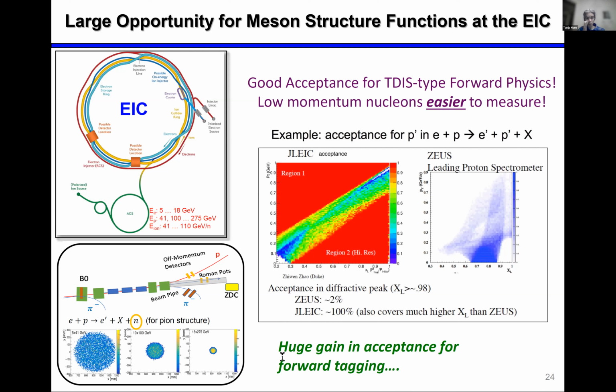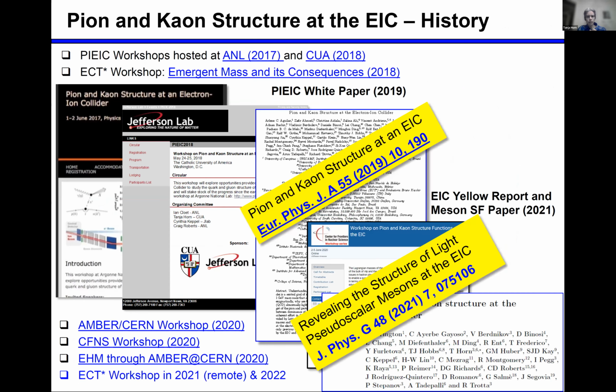Okay, so then let me move on a little bit. The EIC and meson structure functions is not something that happened yesterday. That's something that's been ongoing for a couple of years now. It's based on workshops that started at Argonne National Lab in 2017 and were followed up by a workshop at CUA in 2018. Here you see the pictures and the websites.